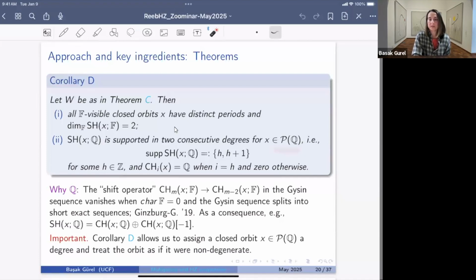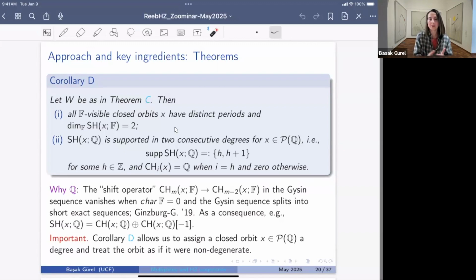For all visible orbits, Q visible orbits, so this will be say H and H plus 1, and the equivariant homology will be Q only when the index is H and 0 otherwise. Now, of course, why am I again using Q here?